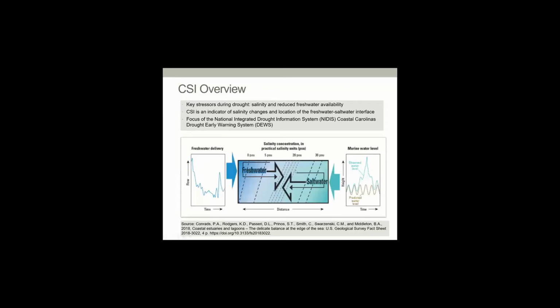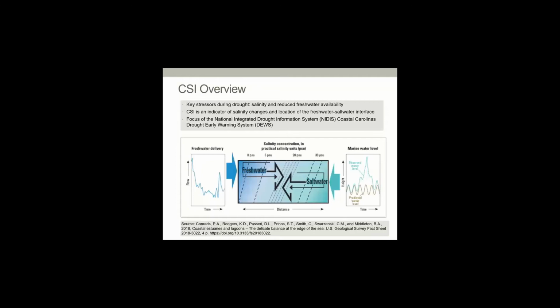So droughts and floods affect the location of the freshwater-saltwater interface in coastal estuaries and rivers. This graphic shows what would happen if you get a lot of river flow towards the ocean. It'll push the freshwater-saltwater interface towards the ocean. Or, the freshwater-saltwater interface will move inland during lower river flows, such as during drought or during high tides.